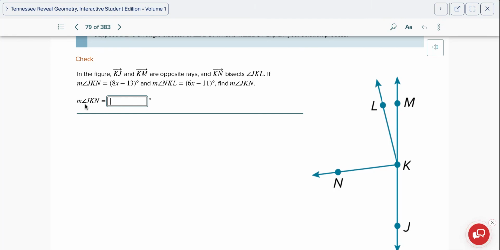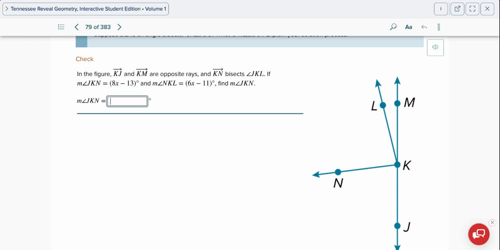Now they want me to plug back into JKN. JKN was this one. 8 times 1 is 8. Minus 6x is 2. Add 13 to get 2. 2 divided by 2 is 1. 8 times 1 is 8. Minus 30. Yeah, this problem's messed up. 8 times 1 is 8. Minus 13. The reason why it's messed up is you can't have a negative angle in high school geometry.